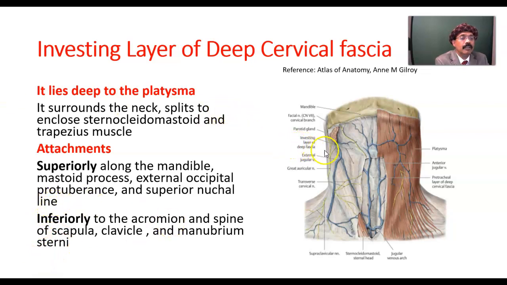We have some structural relationships. We have the transverse cervical nerve, external jugular vein over the investing layer of deep cervical fascia. We have the facial nerve, the cervical branch is going there, and this innervates the platysma muscle. Okay, so investing layer is above all the layers of the deep cervical fascia.